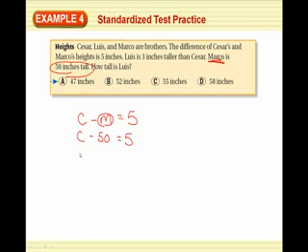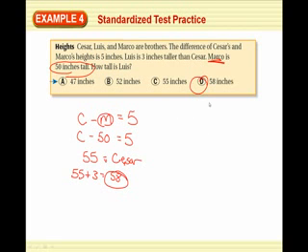Okay, so obviously Caesar, what number minus 50 is 55? Or excuse me, is 5? 55. So Caesar is 55 inches tall, and it says Luis is 3 inches taller than Caesar. So 55 plus 3 would be 58. So Luis is 58 inches tall.